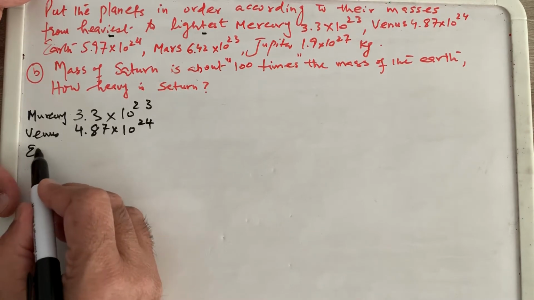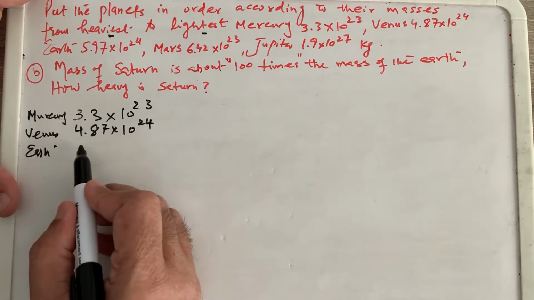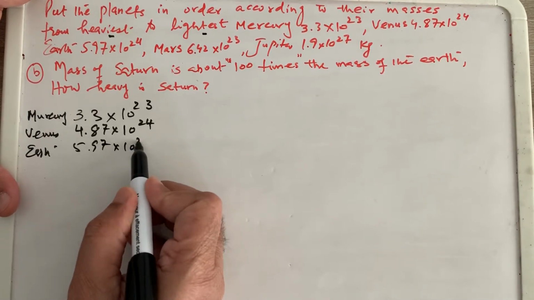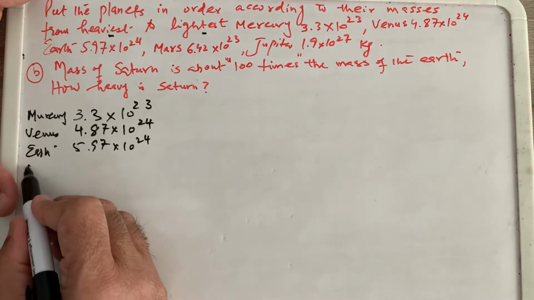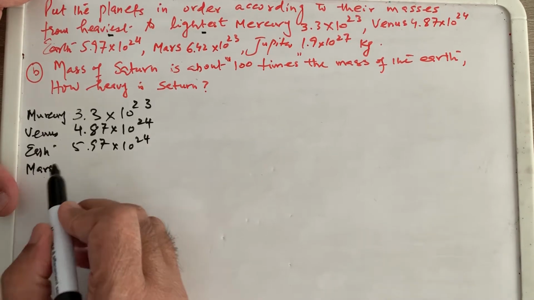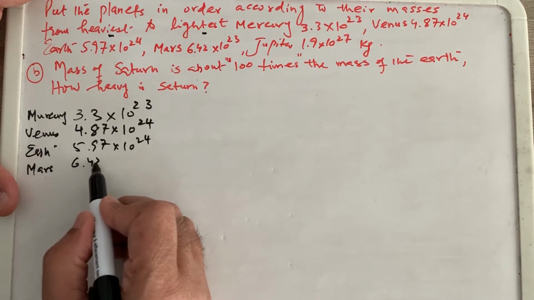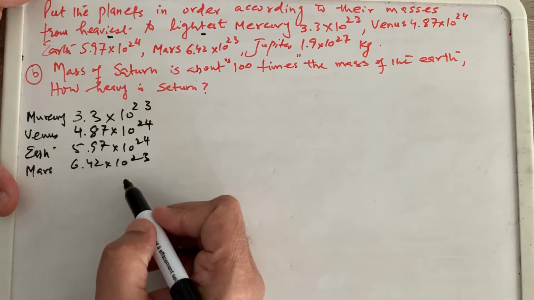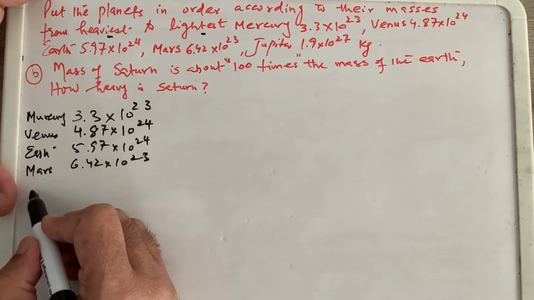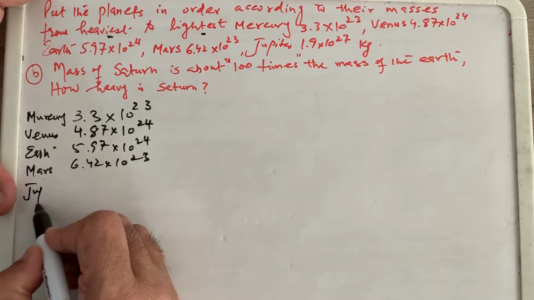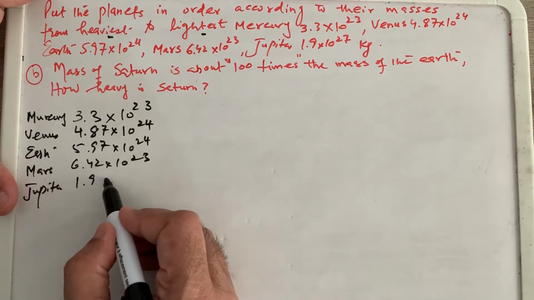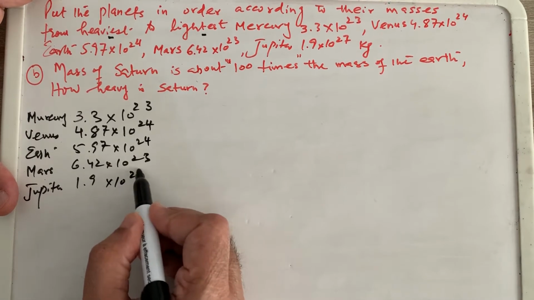Venus, Earth is 5.97 into 10 to the power 24. Mars is 6.42 into 10 to the power 23. And Jupiter is 1.9 into 10 to the power 27.